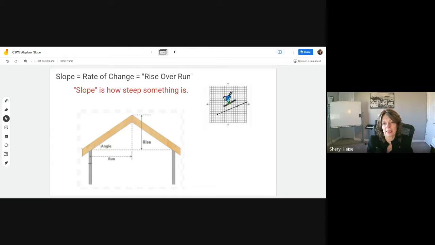Slope is basically how steep something is, and sometimes we refer to that to describe to you what it would look like as the steepness of a roof or a hill as you're driving. If you're going uphill or downhill, you would have a measure of steepness. And then you often see this picture over here on the right of the little man skiing, right? He's going down a slope.